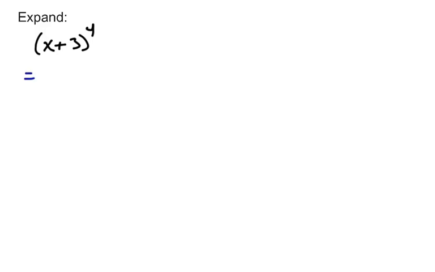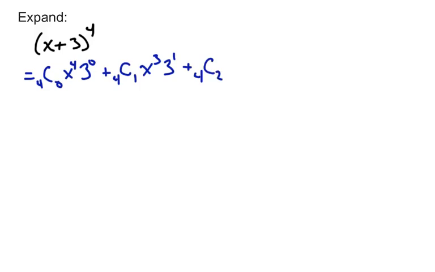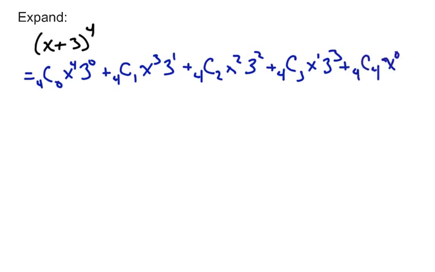First, I'm going to write it out the long way. We're going to start with 4 choose 0, x to the 4th, 3 to the 0. The next term is going to be 4 choose 1. Then x reduces its power by 1, and 3 is now to the first. As we keep going, 4 choose 2, x squared, 3 squared, 4 choose 3, x to the first, 3 to the third, and finish up with 4 choose 4, x to the 0, 3 to the 4th. And this gives us a way to start multiplying all of those coefficients.